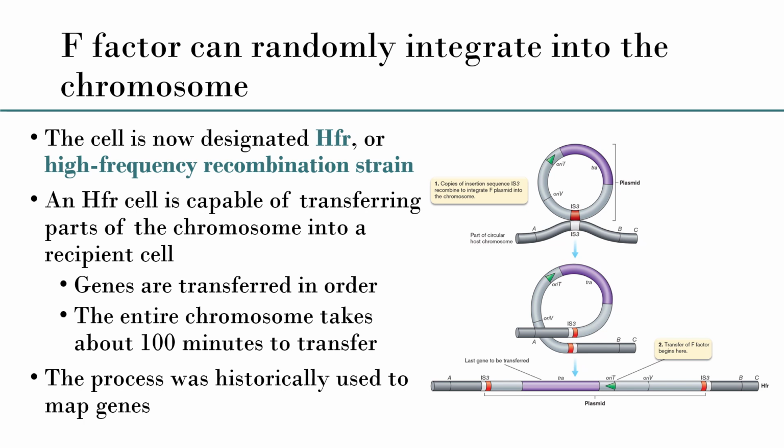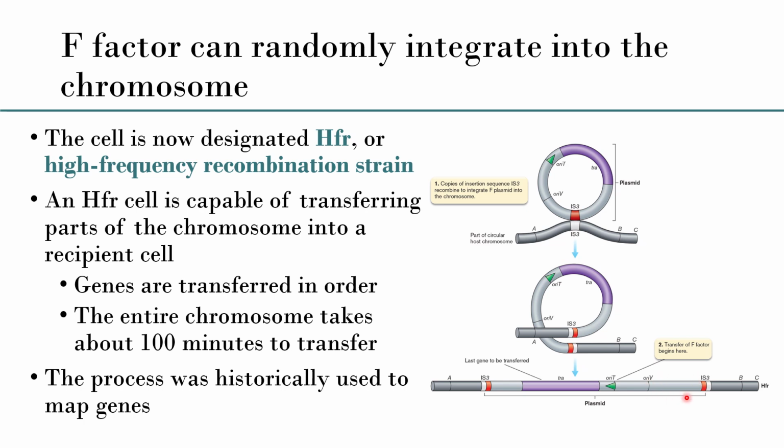And this cell is going to be capable of transferring parts of the chromosome into the recipient cell when it initiates conjugation, because it can still initiate conjugation because it has the F plus plasmid. The plasmid is just now part of the chromosome. So the genes are going to start being transferred at the ori T, and they're going to start being transferred this way. But because there is no end, there's no terminator sequence basically until this portion here.